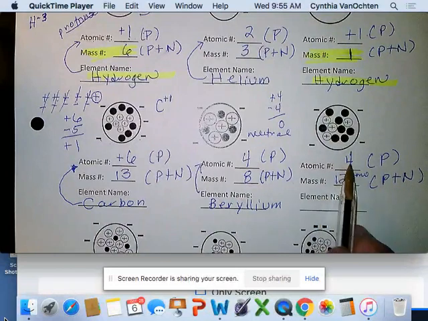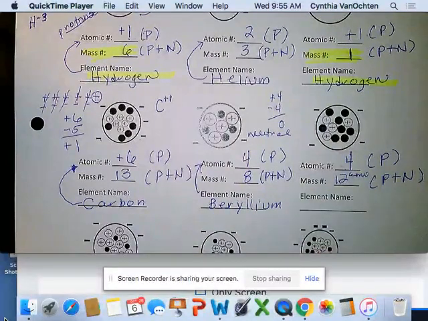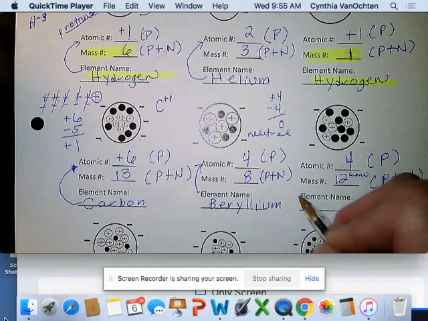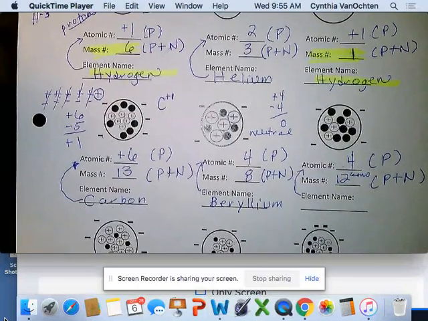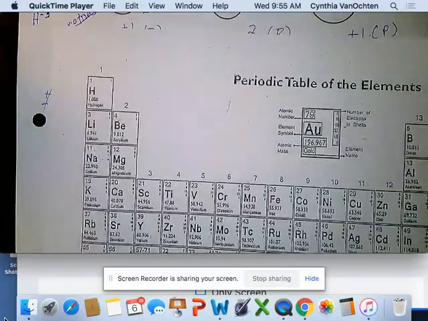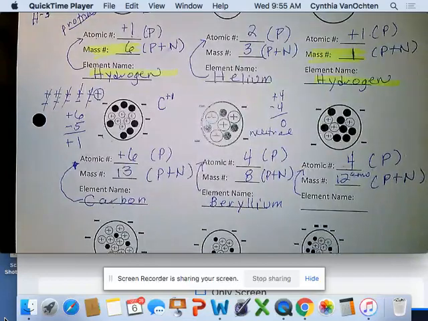What type of atom is this? What type of element? Remember to look at the atomic number. What's the atomic number? 4. So look in your element boxes. Which element has a 4 in there? Be, which is beryllium. Good.